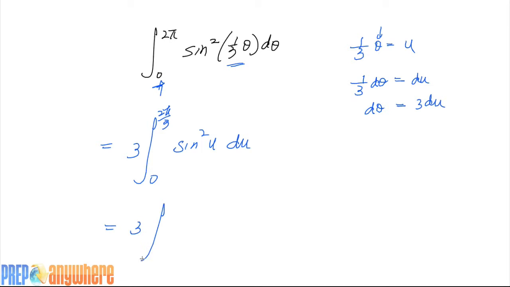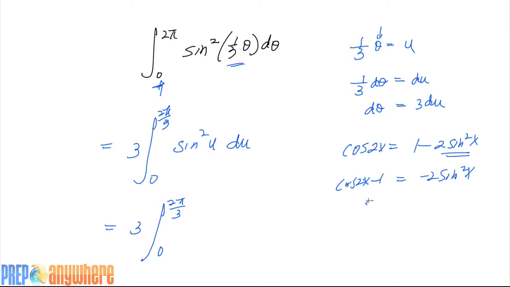Okay, so to get the antiderivative of this, we have to use the cosine double angle formula. So cosine 2x, we know is this, 1 minus 2 sine squared x. So if you isolate sine squared x, you get 1 minus cosine 2x, all over 2. So you have to replace with this.